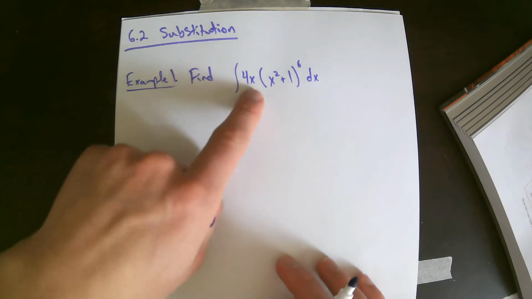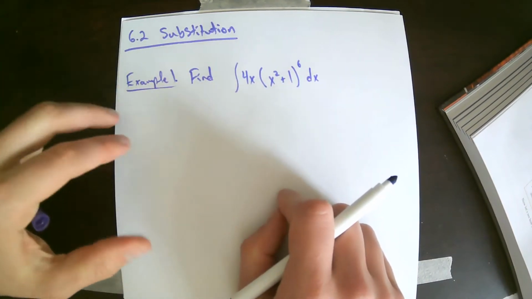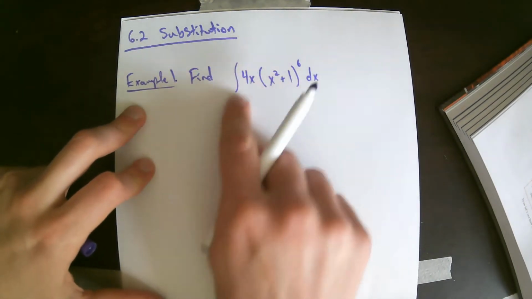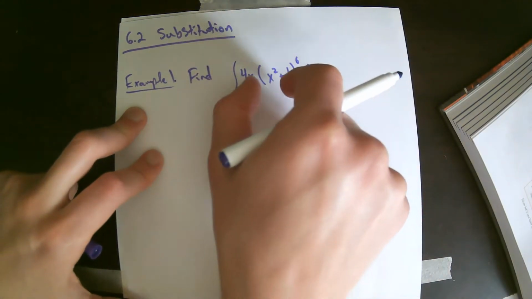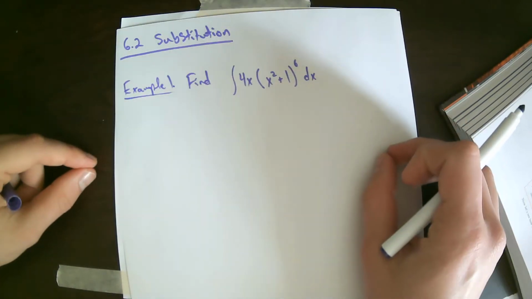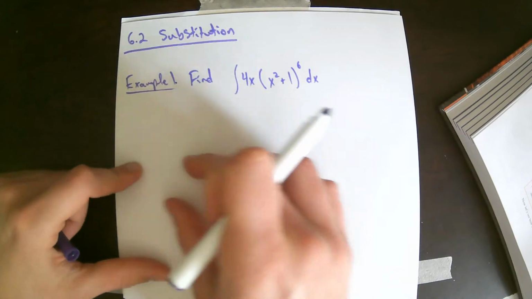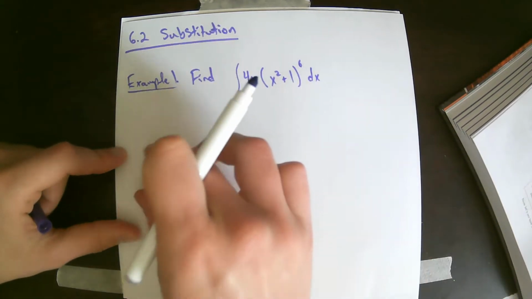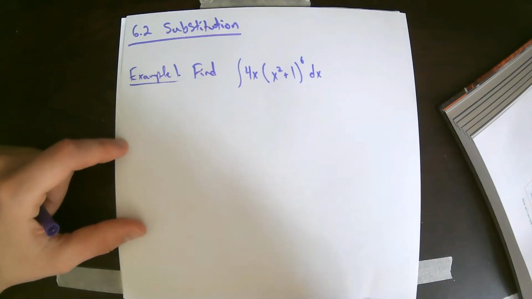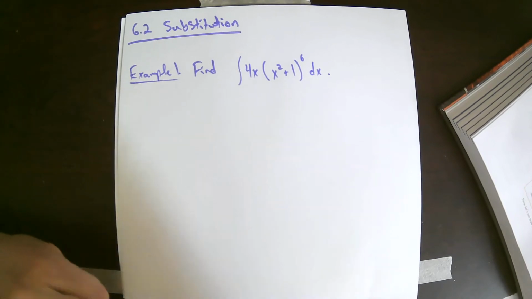Okay, so I want to integrate 4x times x squared plus 1 all to the 6th power. Now, we don't have a rule for this right now. My only hope of doing this integral right now would be to expand x squared plus 1 to the 6th out, and then multiply 4x in. After I do all of that, I would have this massive polynomial, and then I could find the integral of each term independently, but that would take forever. That's not the optimal way of doing this.